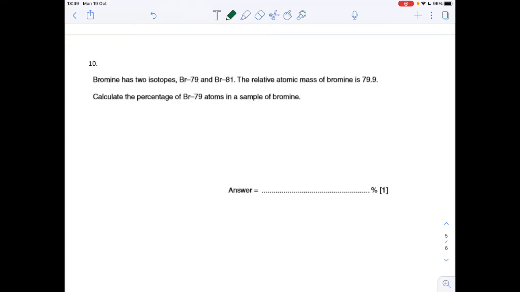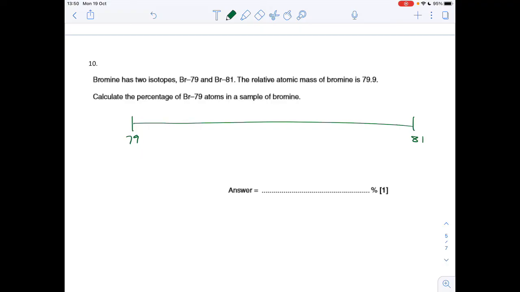Okay, so the last question. Bromine's got two isotopes, 79 and 81. Relative atomic mass is 79.9. Calculate the percentage of bromine 79 atoms in this sample of bromine. So the way I do this is I sort of treat it like a tug of war. So if you think that's like the rope. I've got my two isotopes, 79 and 81.